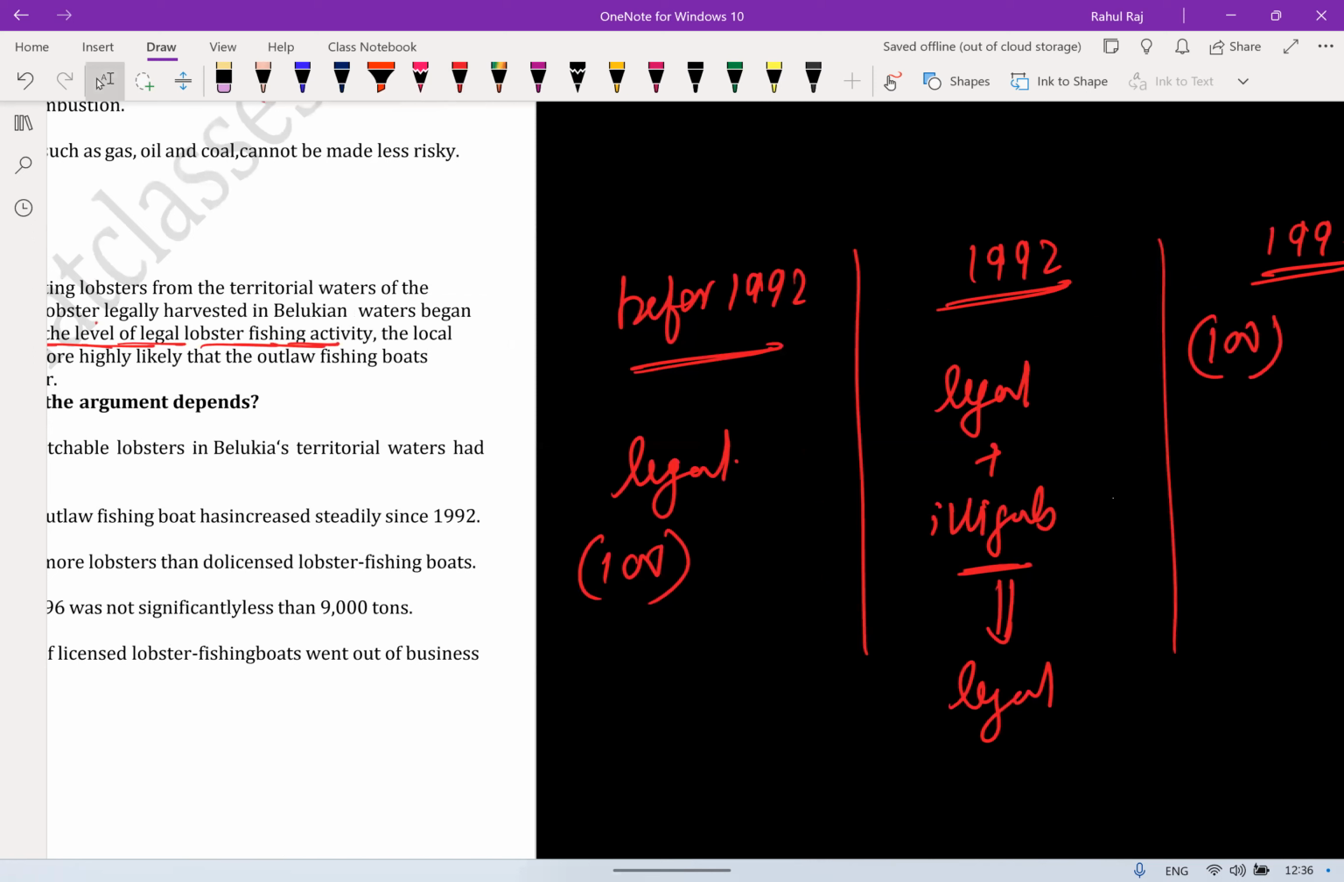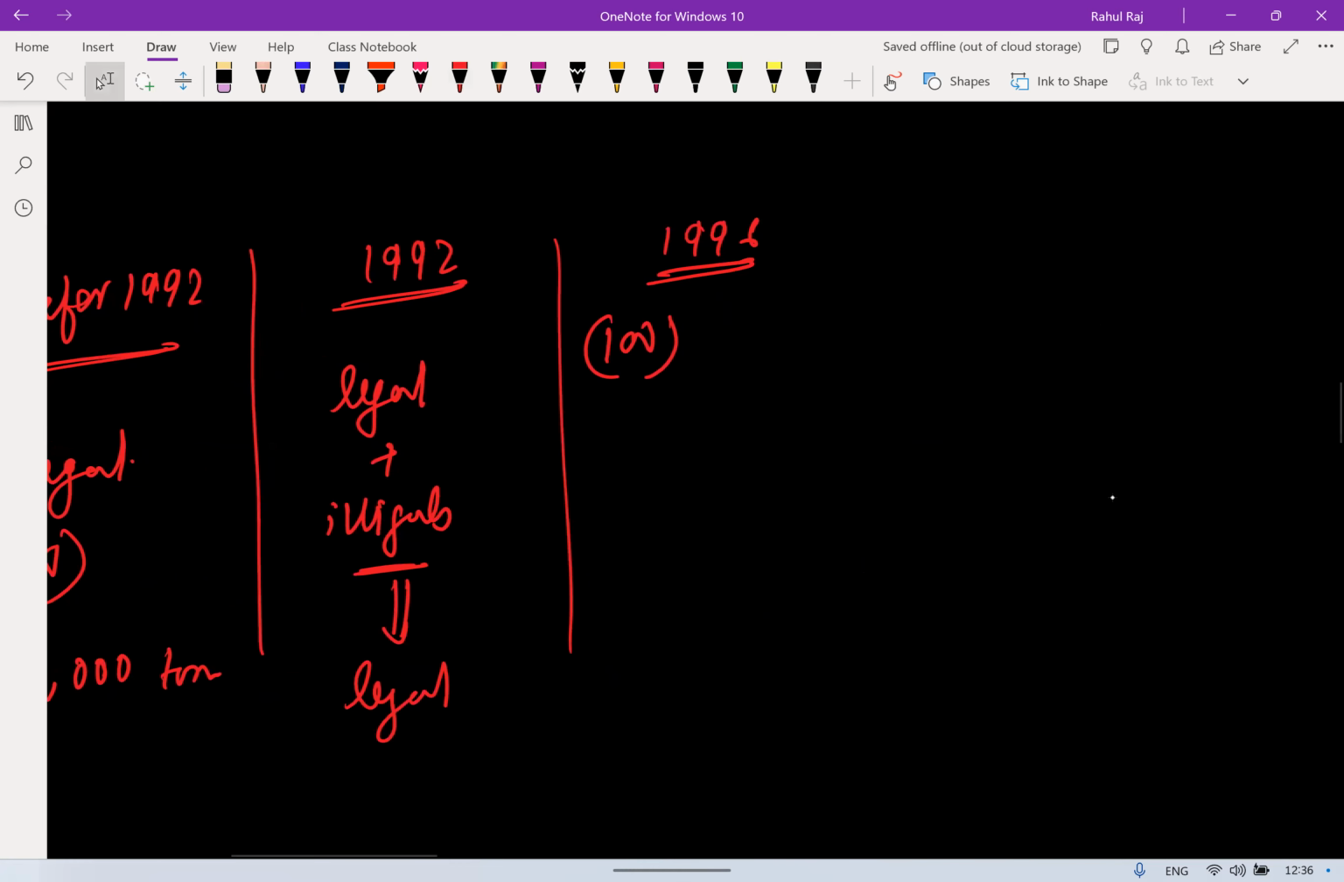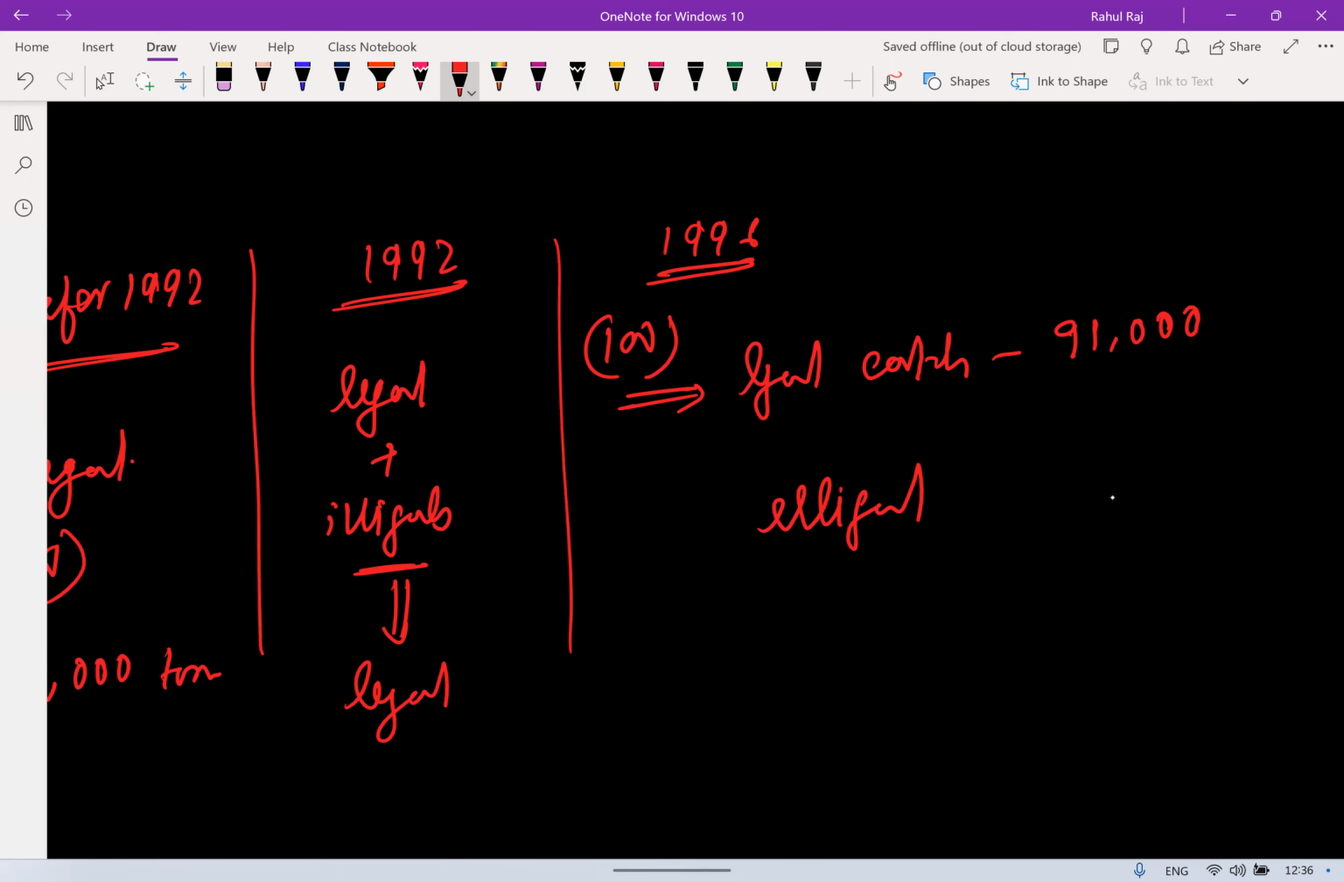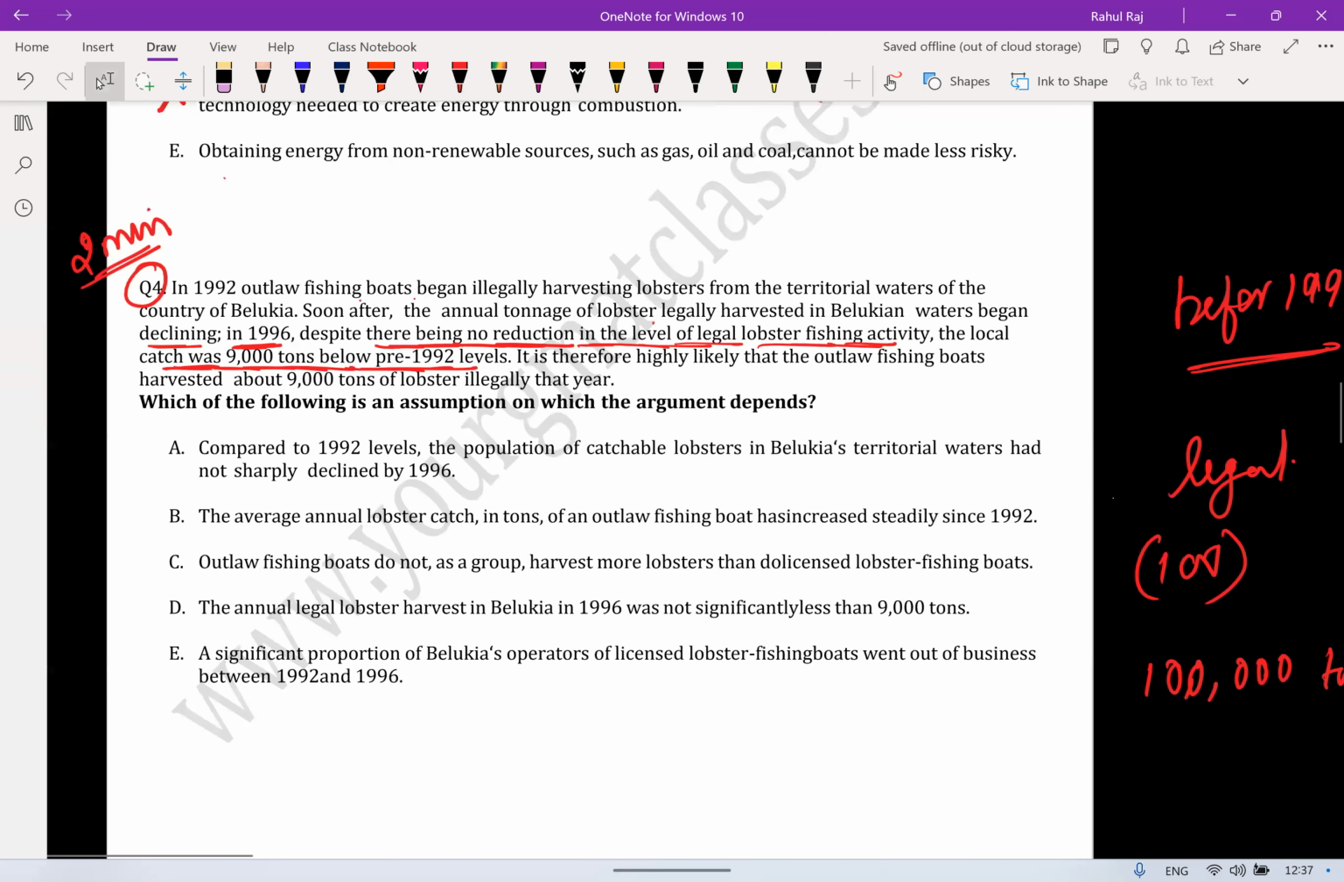So imagine before 1992, they used to catch 100,000 tons of lobsters, 1 lakh tons of lobsters. Now, what happened in 1996? The total legal catch was 9,000 less, 91,000 tons. And they are concluding what? That the illegal catch was 9,000. Agreed? This is what the argument is trying to say.